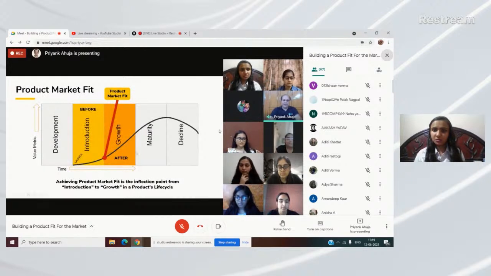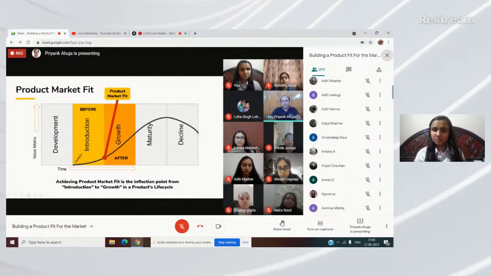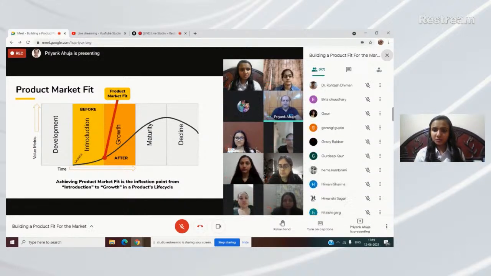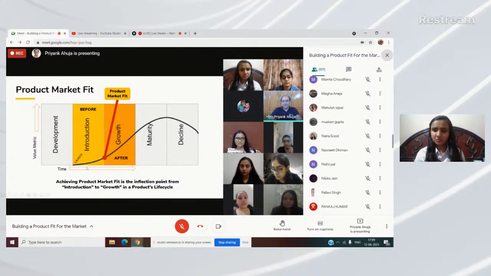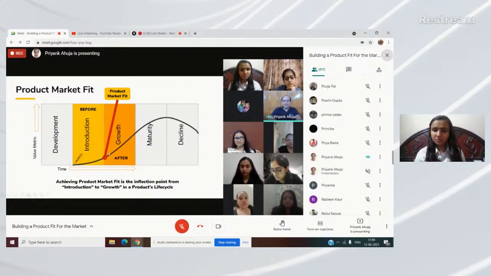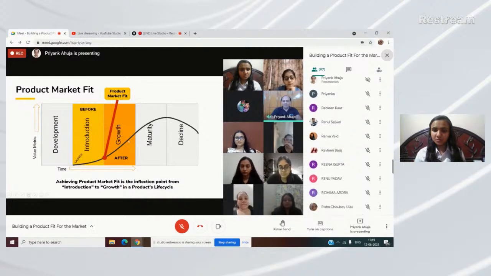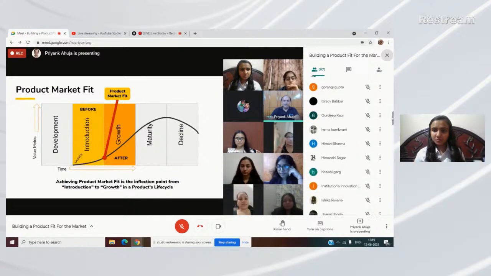Now, where does this product market fit lie? This is the same diagram which I shared earlier: development, introduction, growth, maturity, decline. So your product market fit lies here. Immediately when you have the inflection point from introduction to growth, your company strategy will automatically change. Initially you are acquiring customers, you are in the launching phase, and now you are retaining existing customers and picking up new customers, providing quality service and focusing on their feedback, so that it gives a chain reaction to increase more and more customers. That's how things will improve drastically.